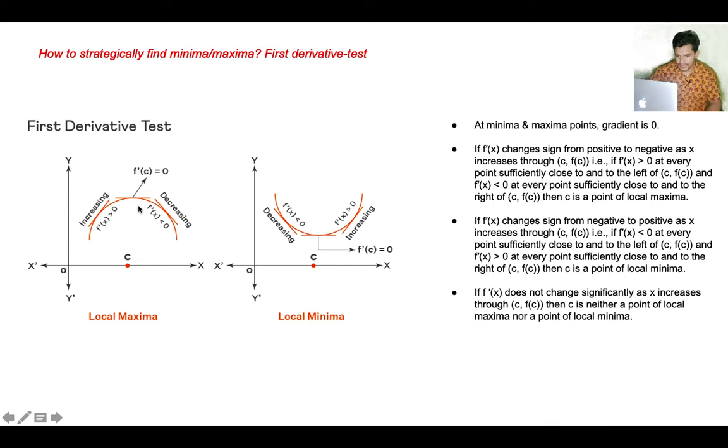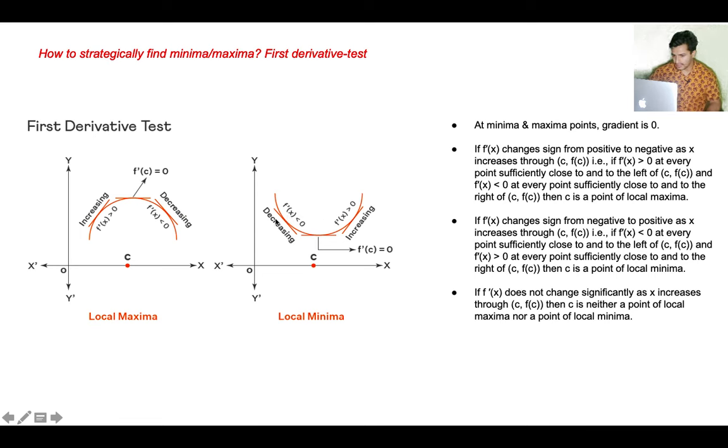The first derivative test says that when the gradient is zero and just to the left of it the gradient is positive, and just to the right of it the gradient is negative, that means it's a local maxima. Similarly, when the gradient is zero and just to the left of it the gradient is negative and just to the right of it the gradient is positive, then it's a local minima.